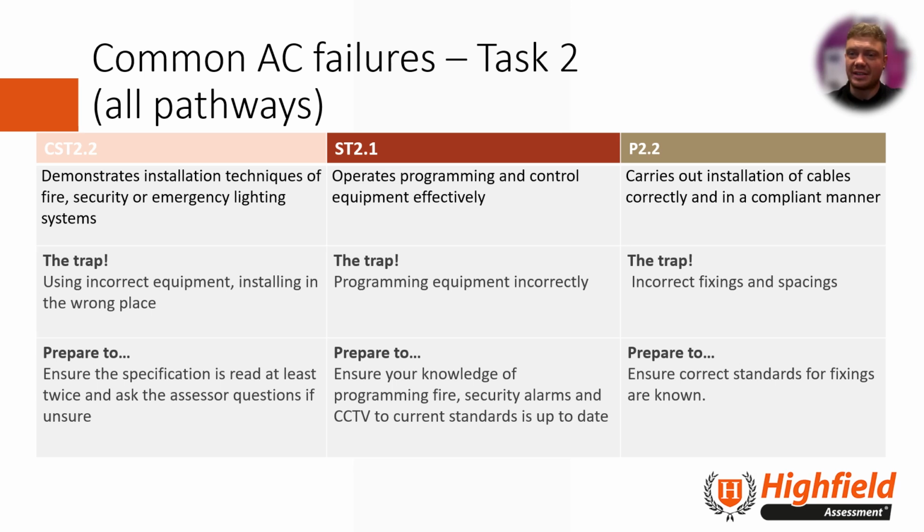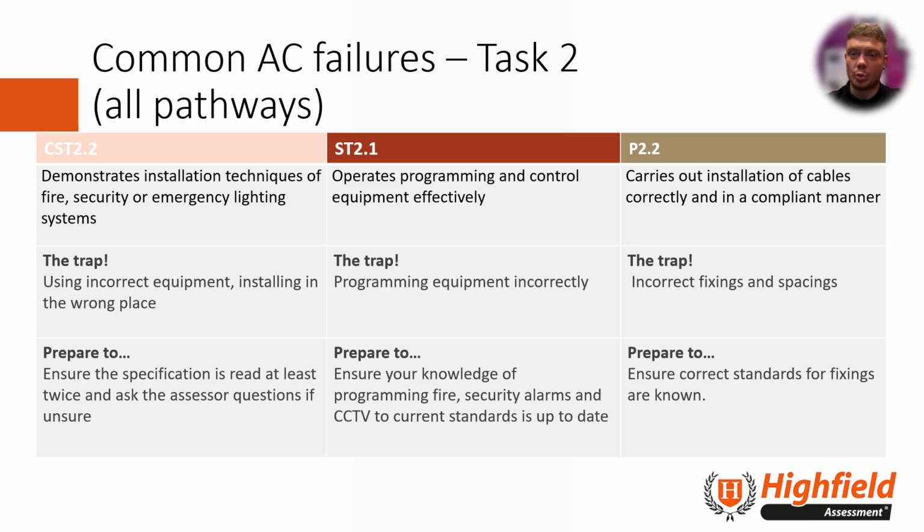Common areas of fail are CST 2.2 demonstrates installation techniques of fire, security or emergency lighting systems. The trap with this one is the utilisation of the incorrect equipment and installing in the wrong place. In order to prepare, ensure that you read the specification document in detail and ask the assessor questions if unsure. They'll be able to provide you with further clarification.